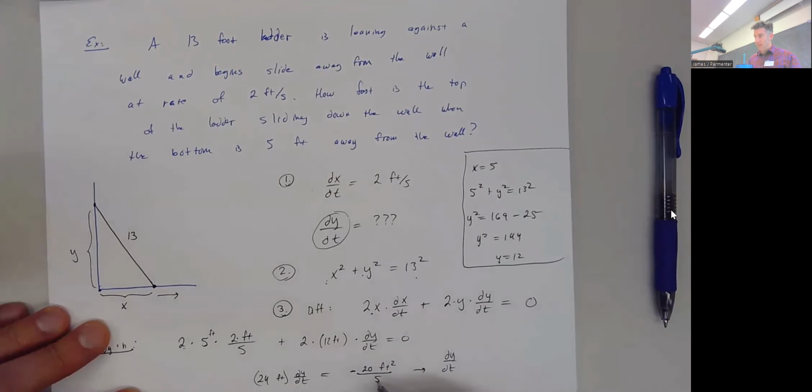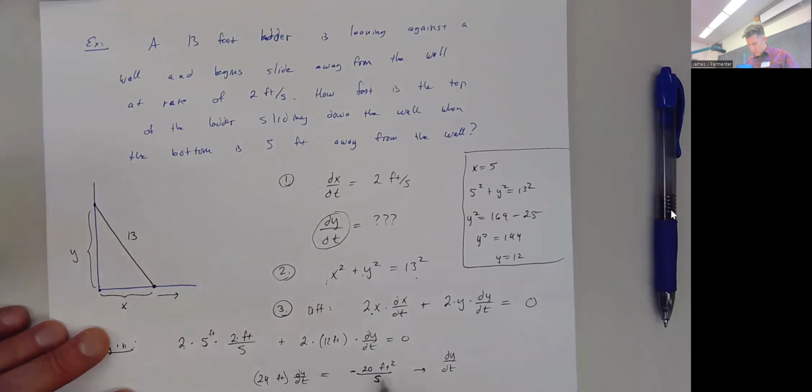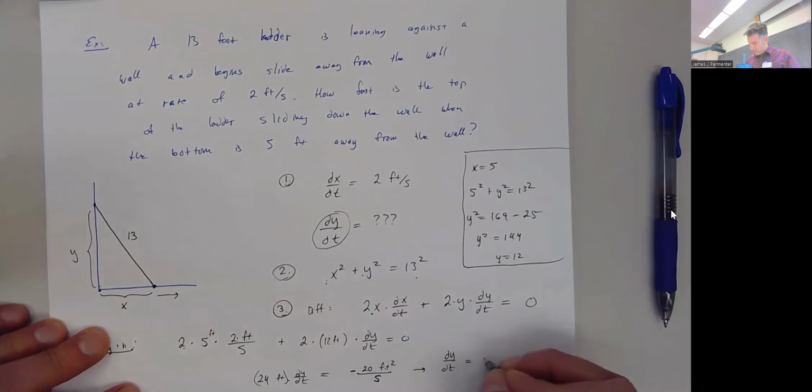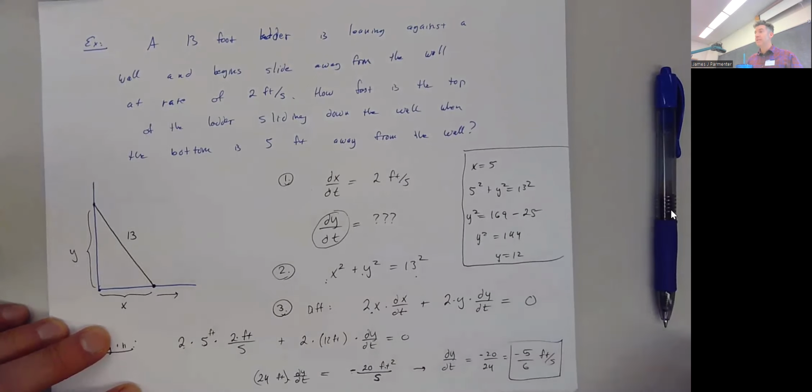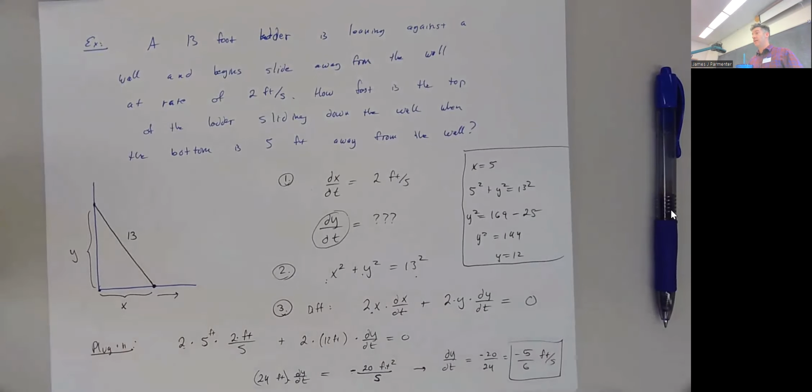That's an S, by the way, not a 5. Sorry, I started writing units and I couldn't stop. So feet squared divided by feet is just feet. So dy/dt is going to be negative 20 over 24, which I suppose we could reduce to negative 5/6 feet per second. Does it make sense that dy/dt is negative?